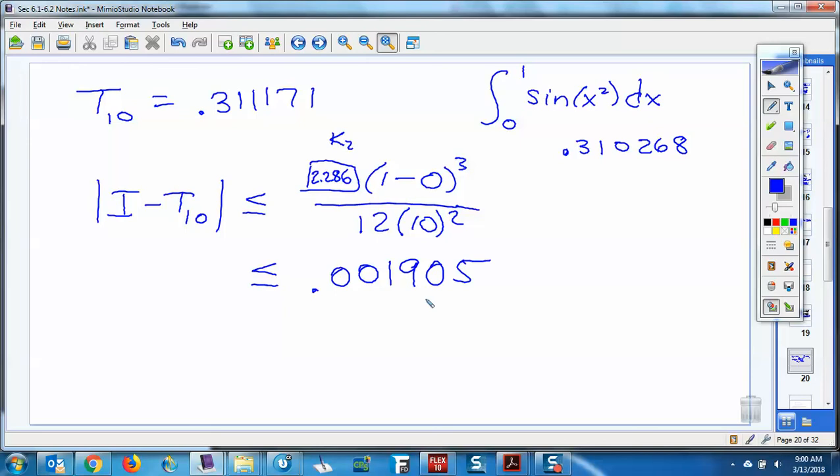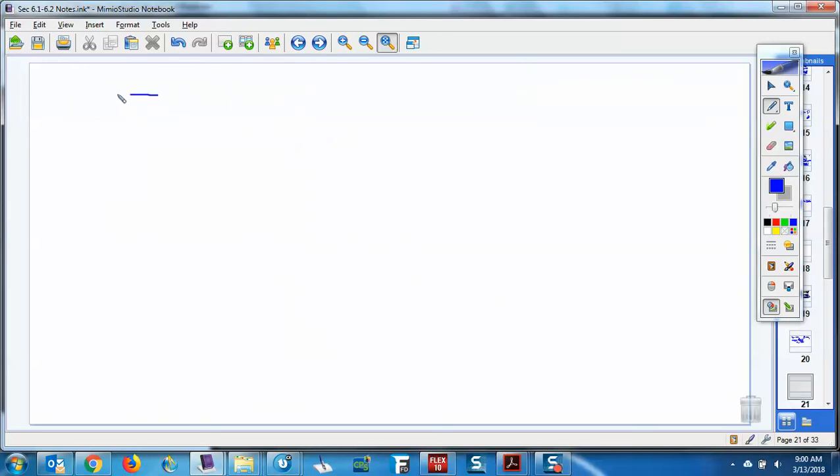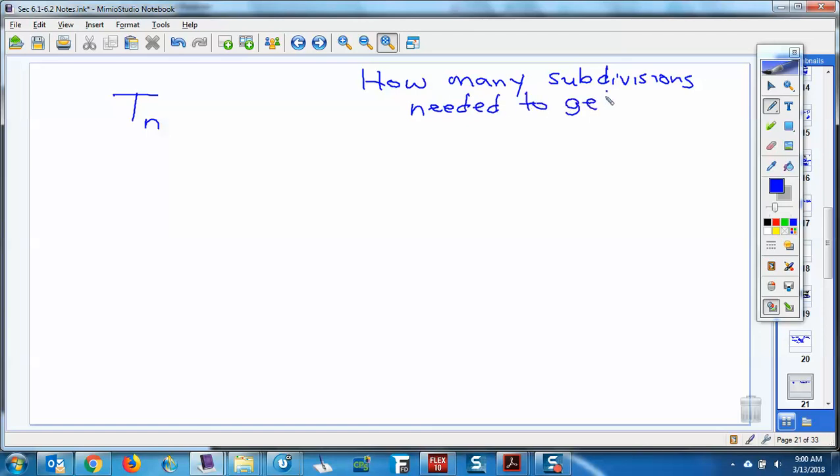Okay, so the most interesting problem of all becomes this one. How many rectangles, I'm sorry, we're going to do trapezoids. How many subdivisions needed? And this is what your calculator does internally. There's an algorithm that goes through. How many subdivisions needed to get the error within 0.0005? Okay? So this is the last type of problem we want to do.